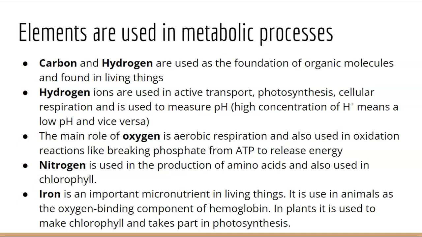Hydrogen ions are used in active transport, photosynthesis, cellular respiration. You're going to be best friends with hydrogen ions by the end of this. They're used to measure pH, right? The more hydrogen ions you have, the lower the pH. So if you have a high amount of hydrogen ions, that means that you have an acidic pH. Low level of hydrogen ions means that it's basic.